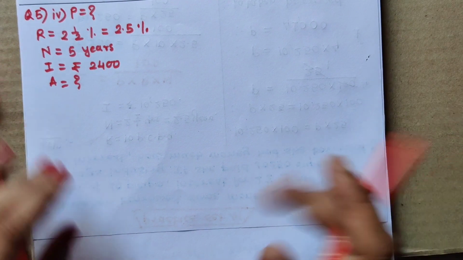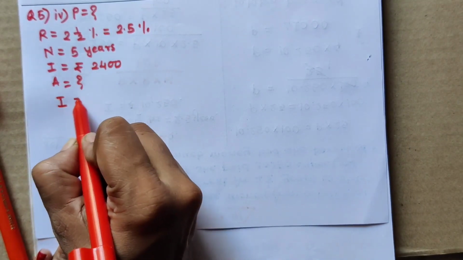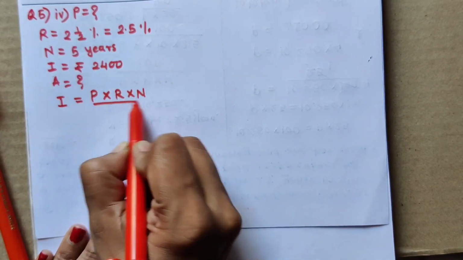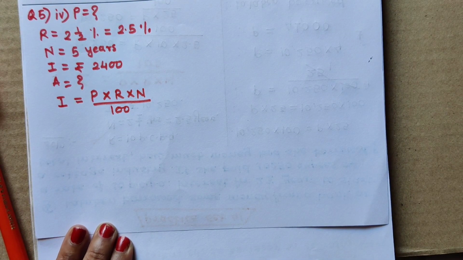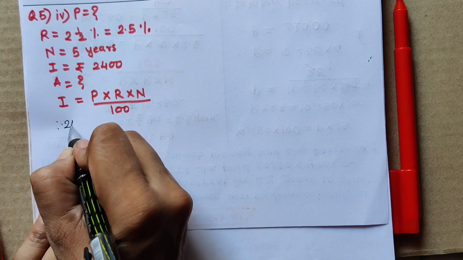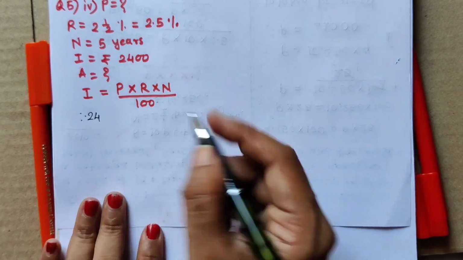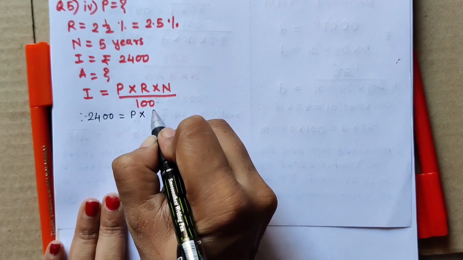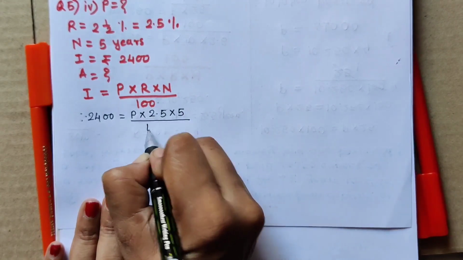So as P is to be found out, R is given, N is given, interest is given. So we have to apply the first formula because I value is given. P we have to find out, R is given, N is given, and upon 100. So any three values are given, we can find out the fourth value. Now calculation. I is 2,400, substitute the values. It is 2,400. P we have to find out, R 2.5 multiplied by N is 5 upon 100.